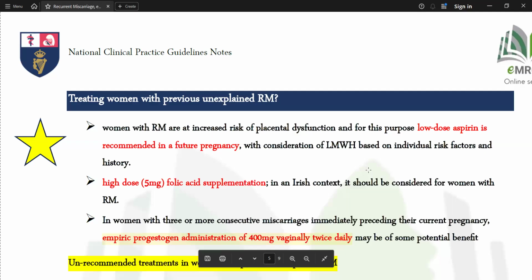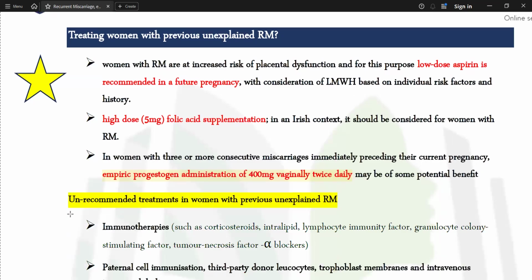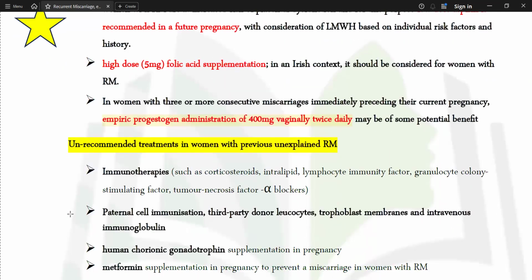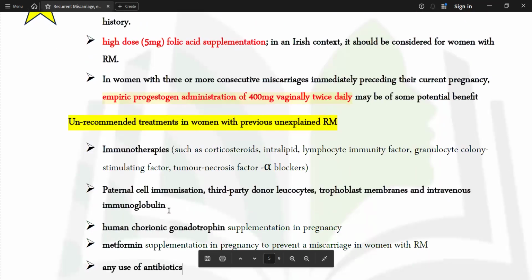Again, this is totally different from the RCOG, because the RCOG is not recommending giving any treatment for unexplained recurrent miscarriages. We have other unrecommended treatments. You can go through them. I don't want to confuse you by saying them out loud. Anything that we haven't mentioned is unrecommended.